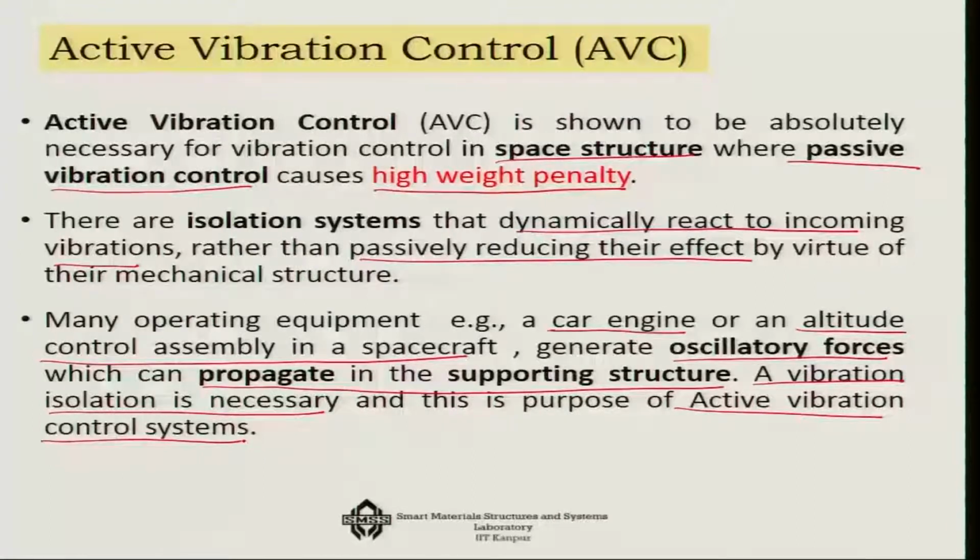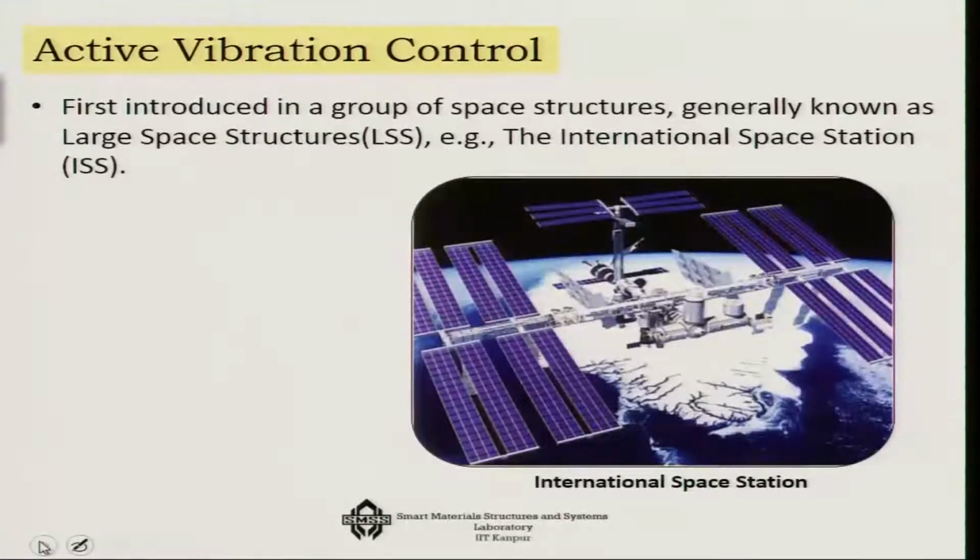You can get a much better, what we call an active suspension system. You can see some of the examples like Bose's active suspension system. So, this is the main motivation of the active vibration control. It was first introduced in a group of space structures generally known as large space structures.